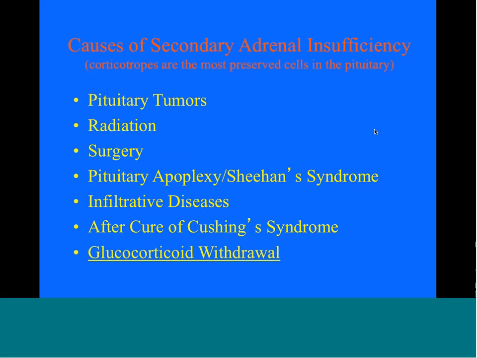Secondary adrenal insufficiency occurs when you have a pituitary problem, but it's important to note that the corticotrope cells, the cells that make ACTH, are the most preserved cells in the pituitary, and they are usually unaffected. Pituitary tumors can give secondary adrenal insufficiency, radiation, surgery, pituitary apoplexy, where the pituitary has a mini stroke after delivery. It's called Sheehan syndrome. You can have infiltrating diseases such as histiocytosis X that can give you pituitary problems. After cure from Cushing's syndrome, you can have adrenal insufficiency, and after glucocorticoid withdrawal is probably the most common reason of having secondary adrenal insufficiency.